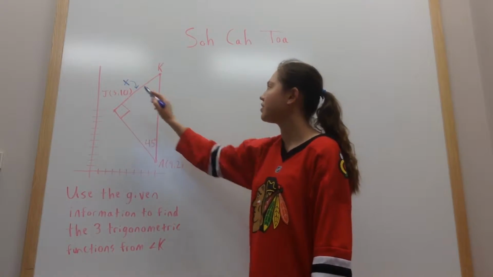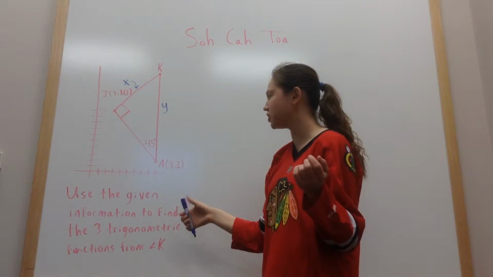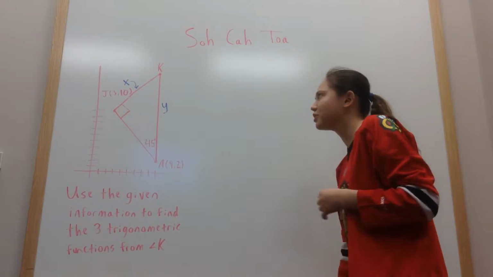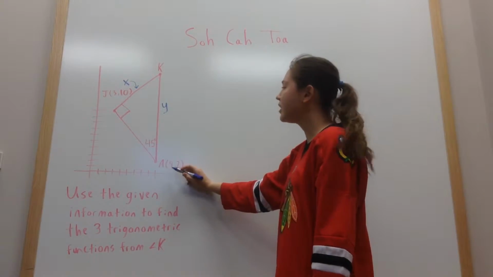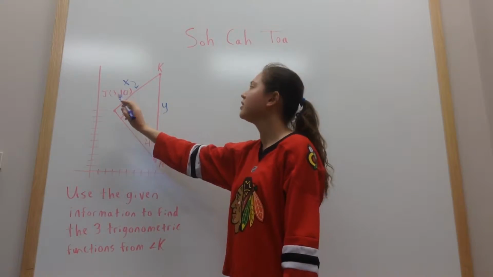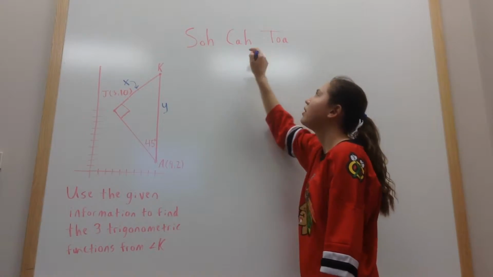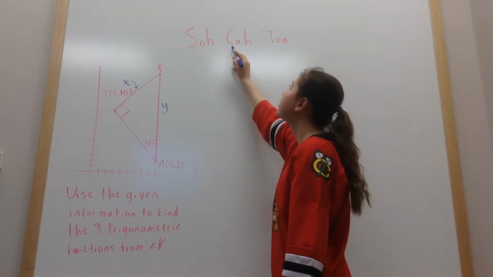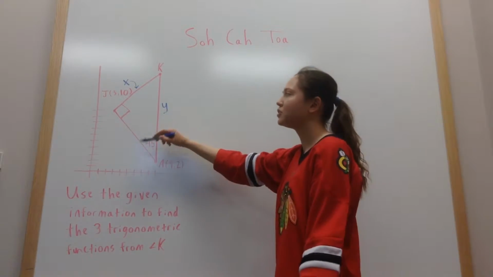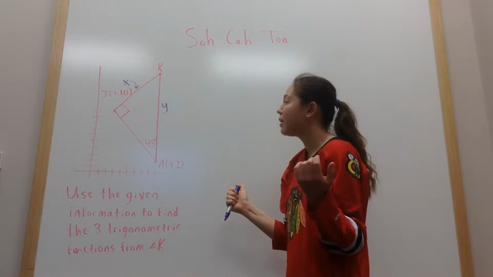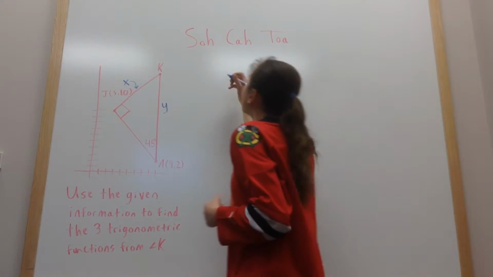So once we find the side lengths x and y, we can use angle K as our reference angle to find these three trigonometric functions. Alright, so where to begin this problem? Well, I'm given A is (9, 2) and J right here is (3, 10). In order for me to even use SOHCAHTOA, or sine opposite over hypotenuse, cosine adjacent over hypotenuse, or tangent opposite over adjacent, I'm going to need at least one side length to work off of. So with that in mind, I'm going to find the distance AJ. So let's start right here.